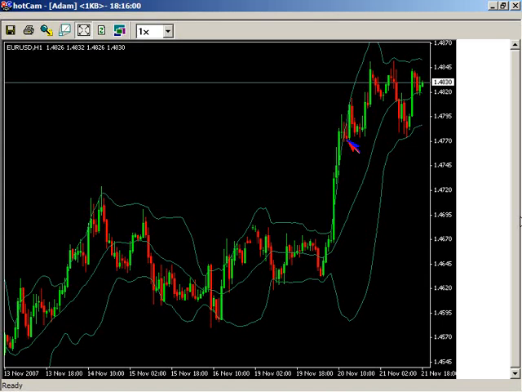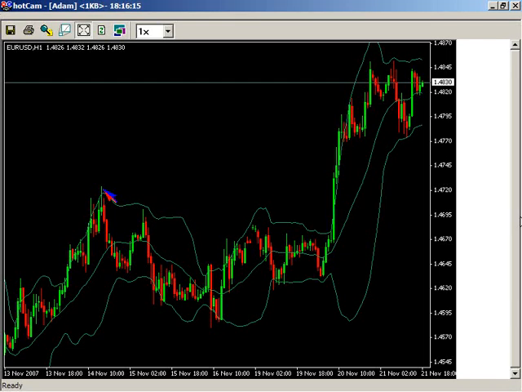We want to look again for a double top or close to a double top. Notice over here, this high, the market establishes a double top above the upper Bollinger Band. Great. Signal number 1 is on. Now we know the market has moved exponentially to the upside.